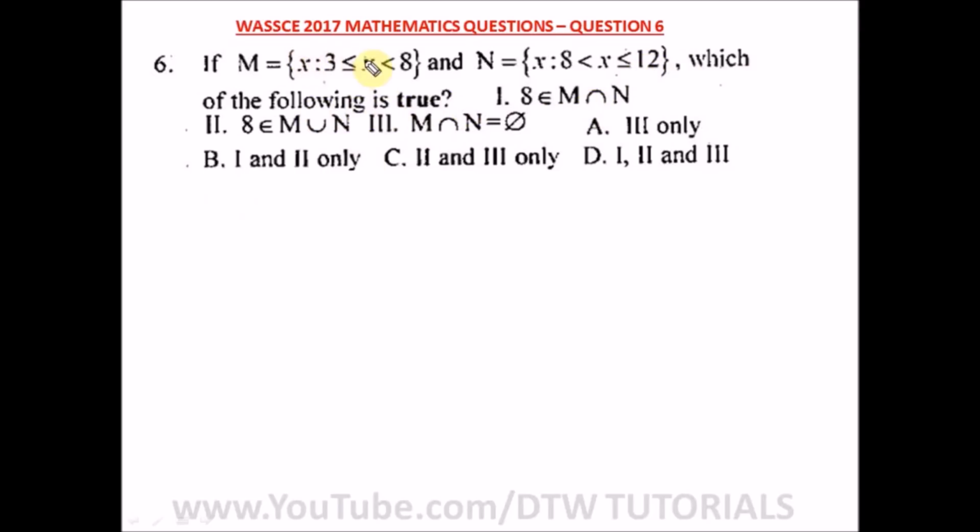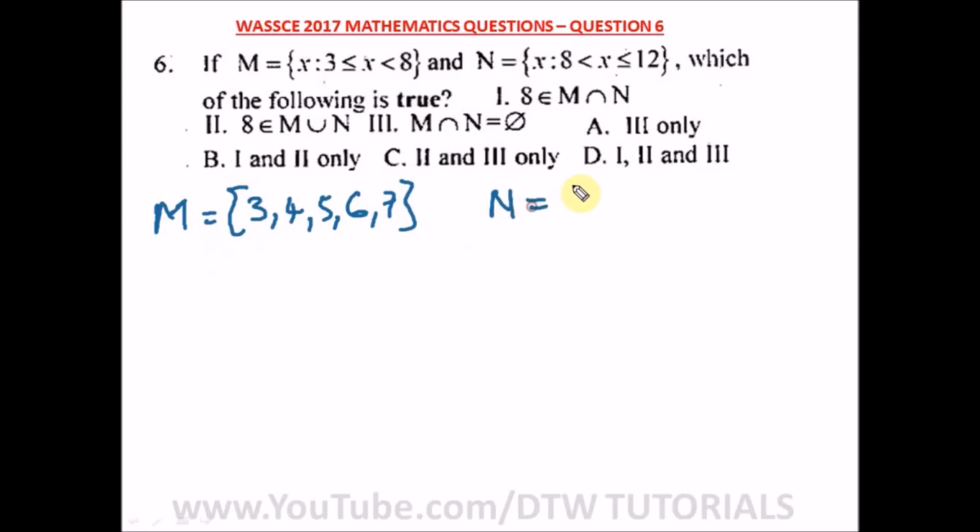Okay, so from here let's list out the values of M and N. So what will be the values of M? X is greater than or equal to 3, so we will start from 3 since it's greater than or equal to 3. So we have 3, 4, 5, 6, then 7, since x is less than 8. Okay, so these are the values of M.